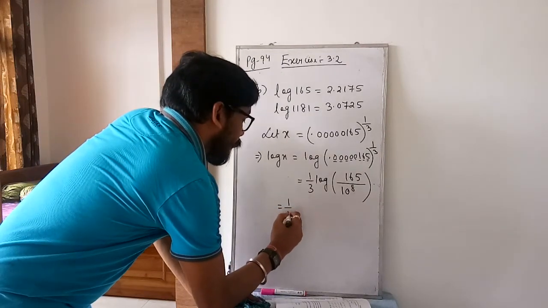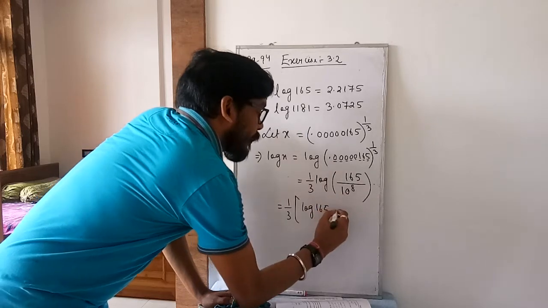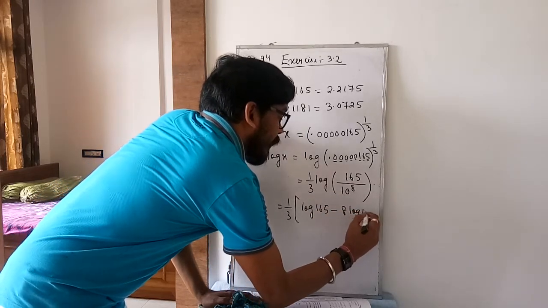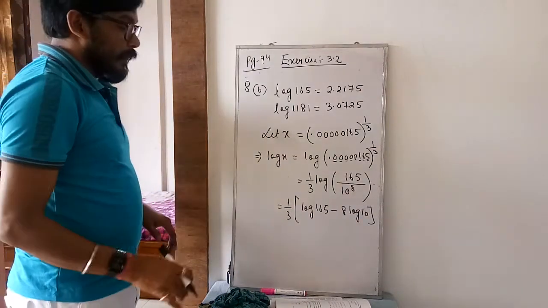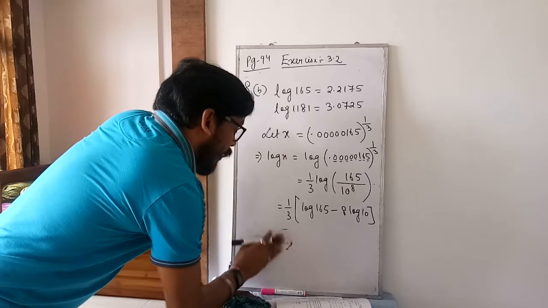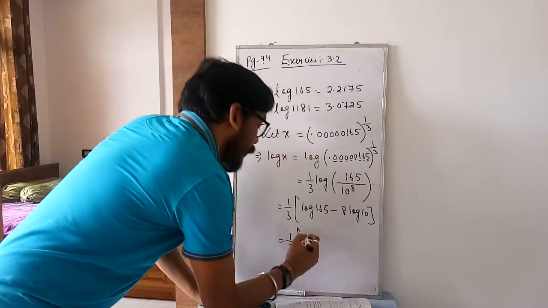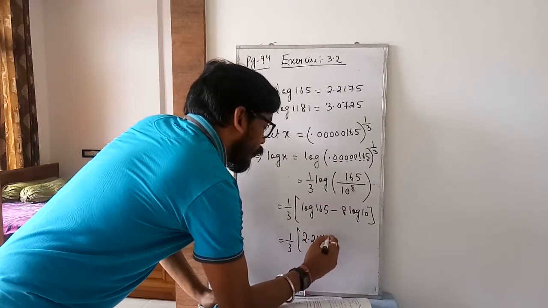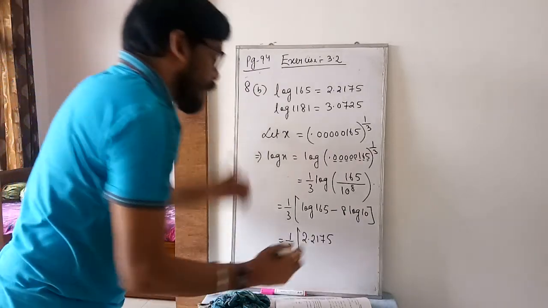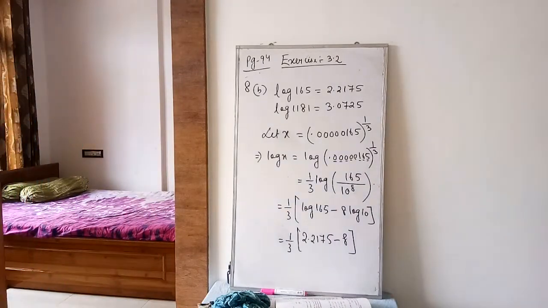So here what you got, log 165, since it is divided, with a minus, 8 log 10. I'm writing here directly. Space is less here, because power will come in the coefficient, so 1 by 3, log 165 value is 2.2175 minus 8. Take the screenshot of this. I will rub the upper part.